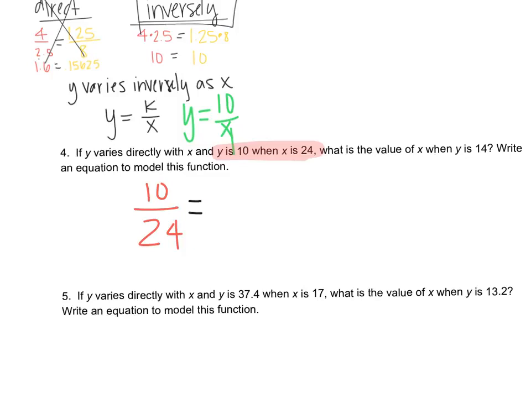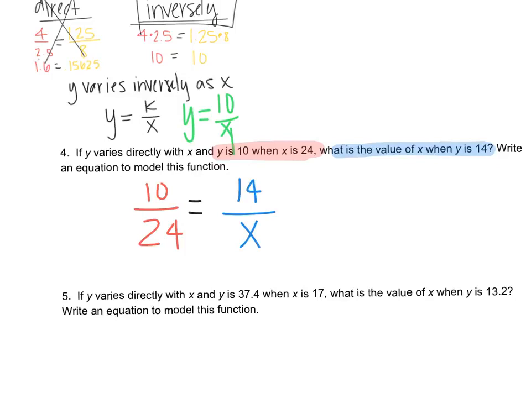equals, well then my next set of numbers, they told me they want to know what is x when y is 14. So if y is 14, is that going to go on top in the numerator or on bottom in the denominator? The top, because we put the y's on top, so 14 over x, because I don't know what x is. Well now I have a proportion.